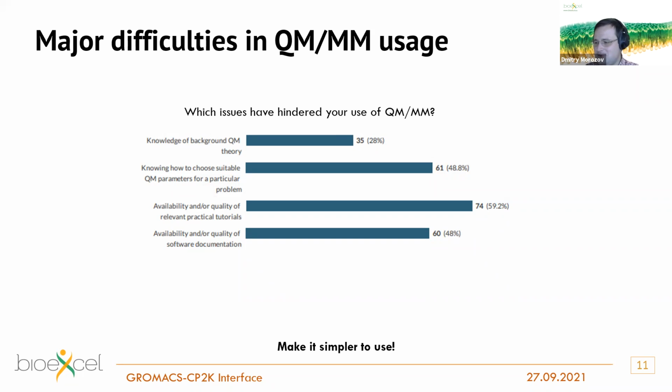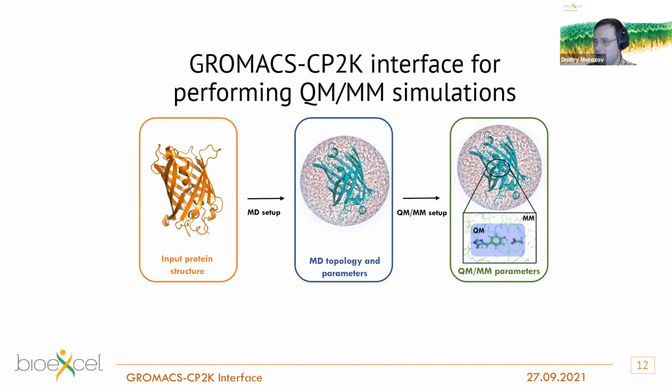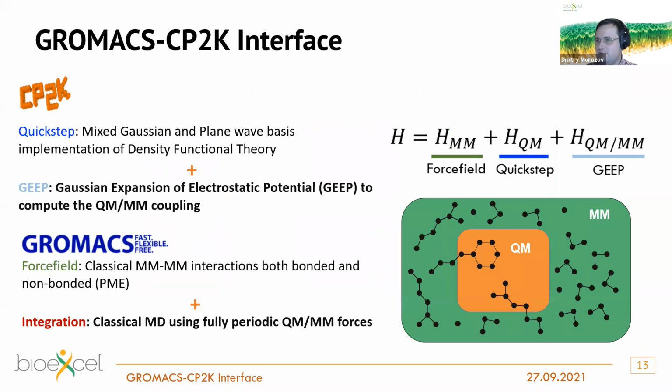But the main idea is that we probably need to think about how to make interfaces simpler to use. And that's where we started developing our new interface. So let me go to the second part, where I want to introduce our development in that direction. In our case, we decided to use an interface between the CP2K and GROMACS packages for several reasons. The major one was that we wanted the whole software bundle to still be free to use for everyone.